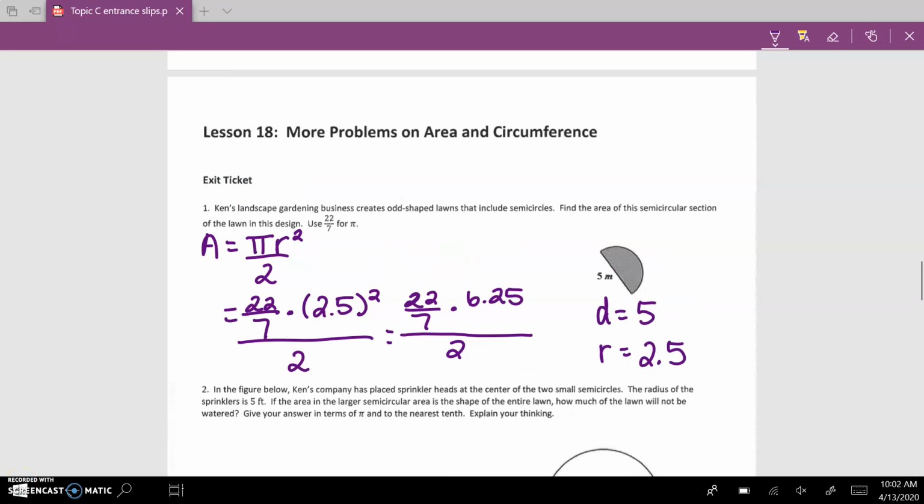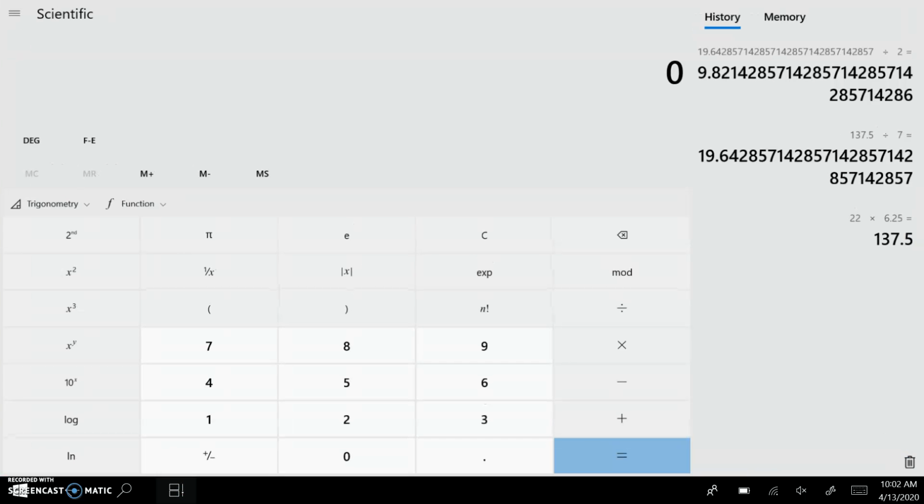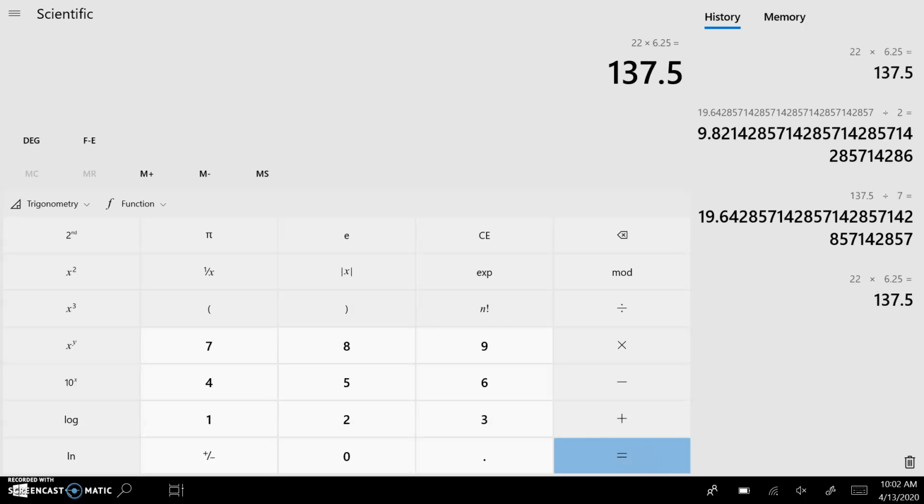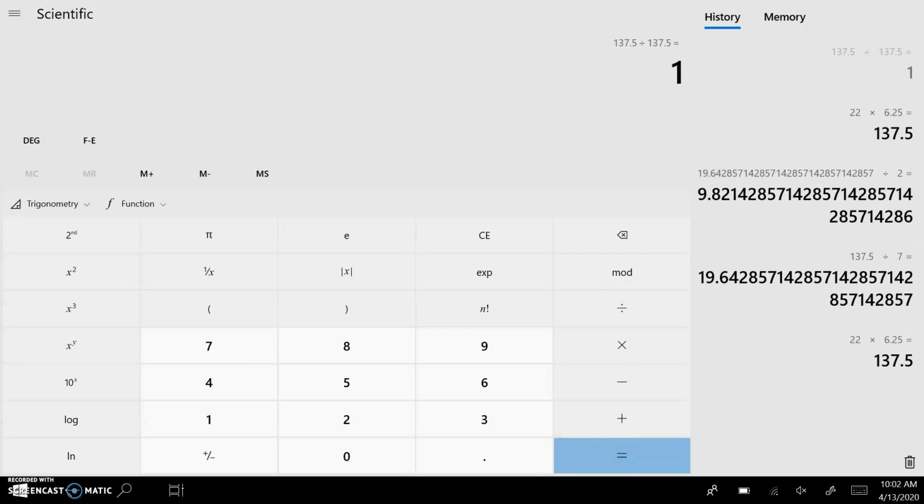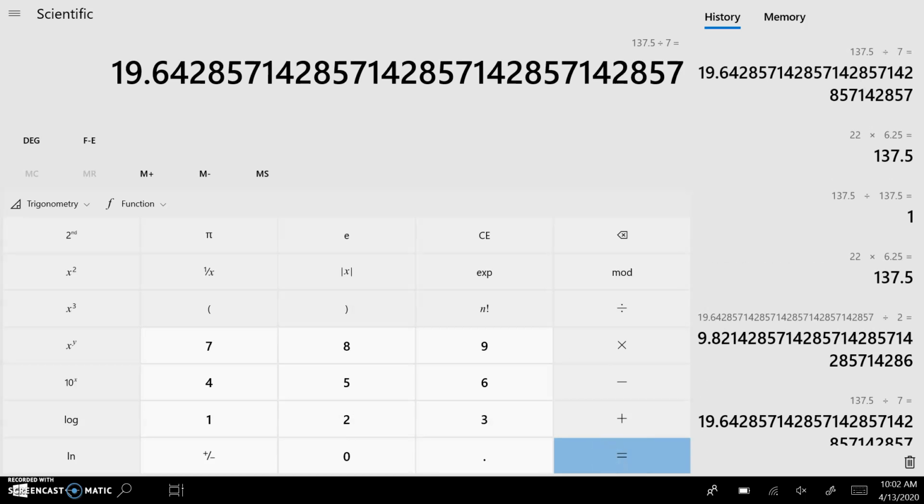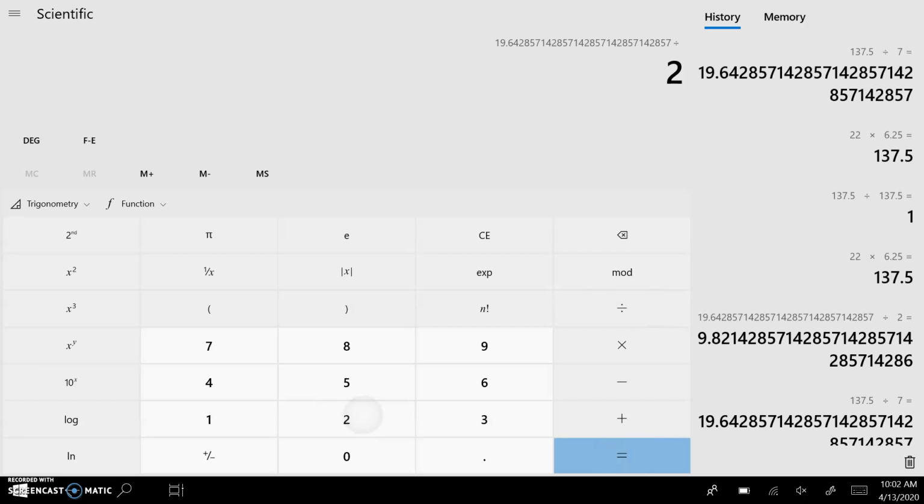I'm going to pull up the calculator here and show you how I would type this in to make sure you go in the right order. First we would take care of that 22/7 times 6.25. First we would do 22 times 6.25. You hit enter. Then we're going to divide that by 7, because that's the 7ths part. Oh, that didn't work. Let's see, 22 times 6.25 divide by 7. I hit the wrong button. You get that. And then we're going to divide by 2.